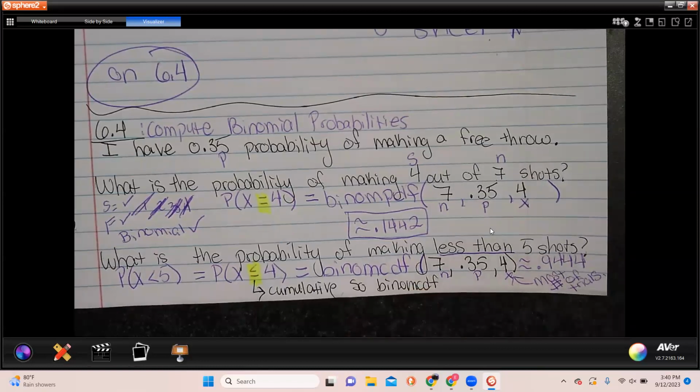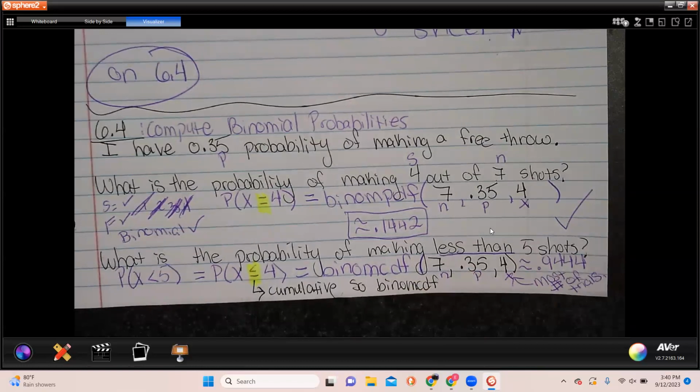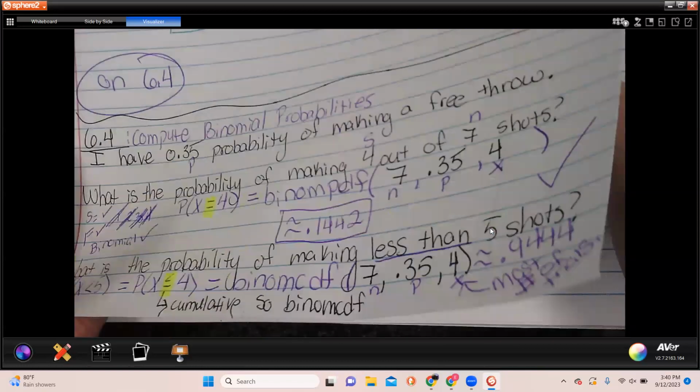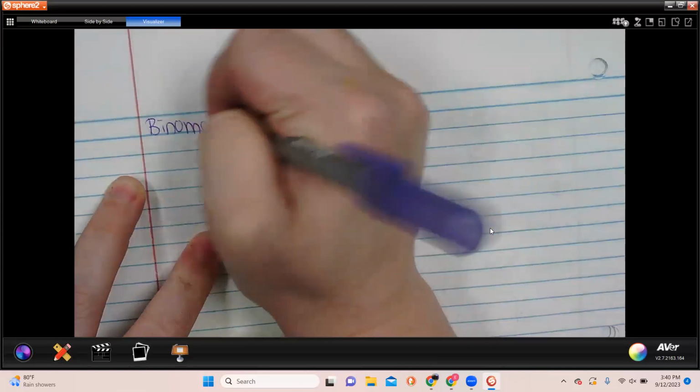Okay, now there's a little special thing I need to mention about the binomial CDF specifically. The PDF, you're done. This is all it takes, but the CDF has a special situation. So let me flip pages so I can write it down. Technical difficulties. All right, so the binomial CDF has a special situation. So binom CDF.